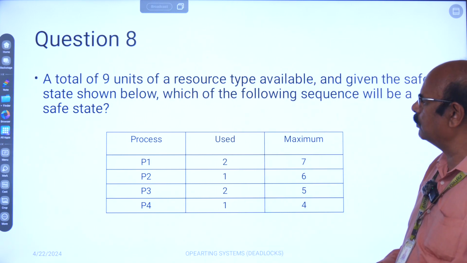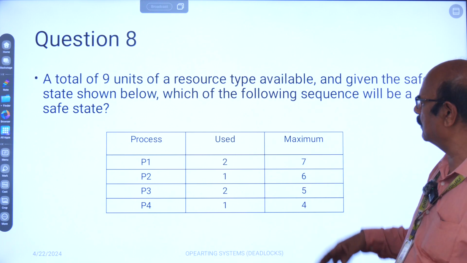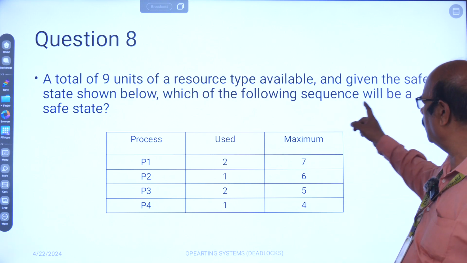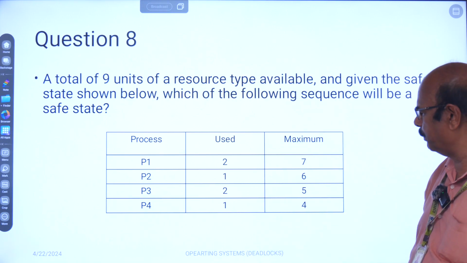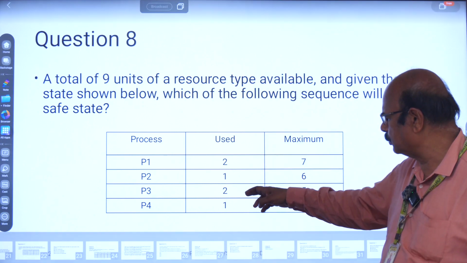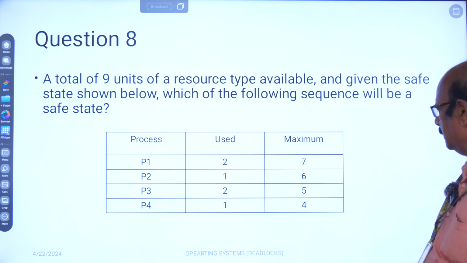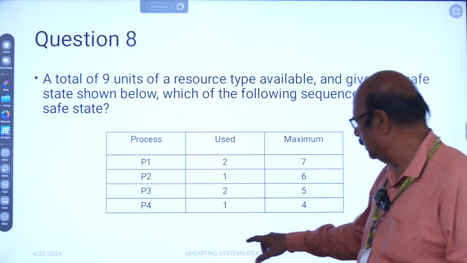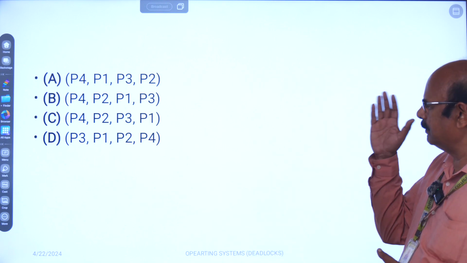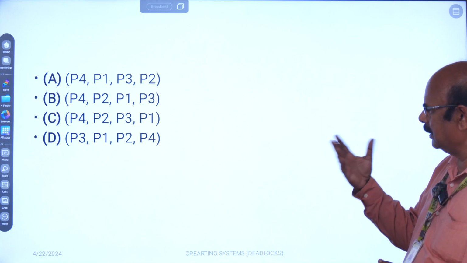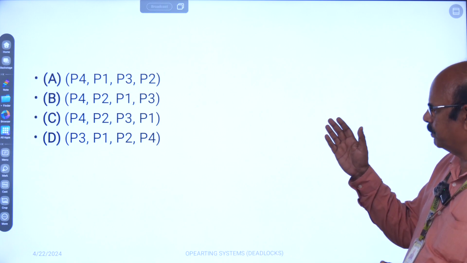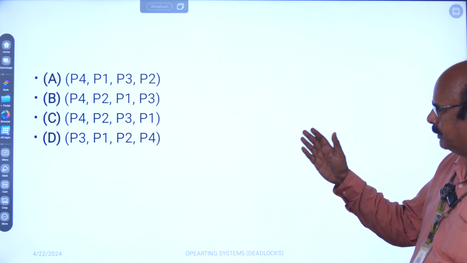So next one is question 8. A total of 9 units of a resource type are available, and given the safe state below, which of the following sequences will be a safe state? So here 4 processes are there. What are the resources used? 2, 1, 2, 1. Here the maximum allocated is 7, 6, 5 and 4. So what are the options? Option A may be P4, P1, P3, P2. Option B is P4, P2, P1, P3. Option C is P4, P2, P3, P1. Option D is P3, P1, P2 and P4.